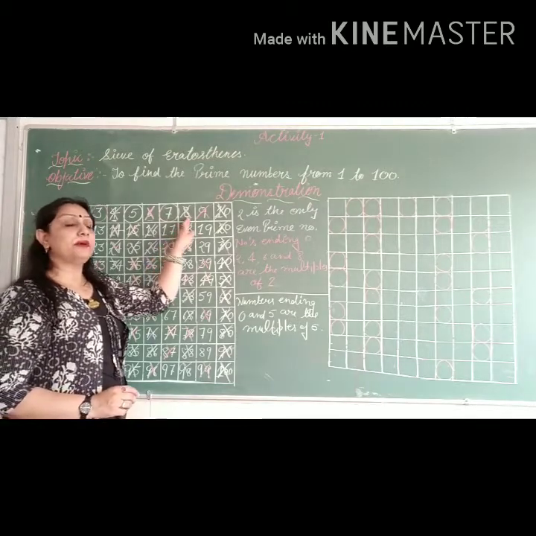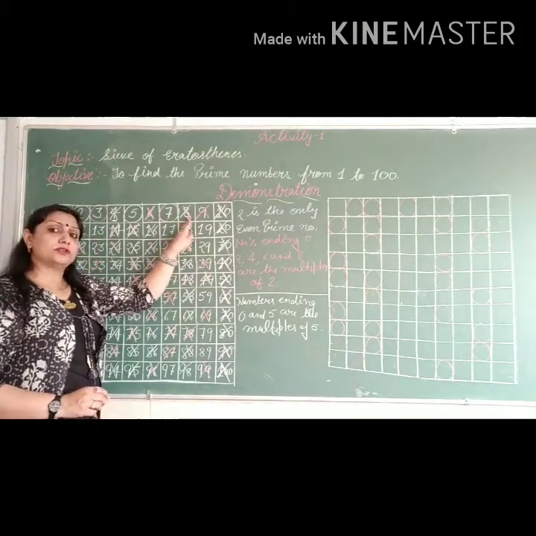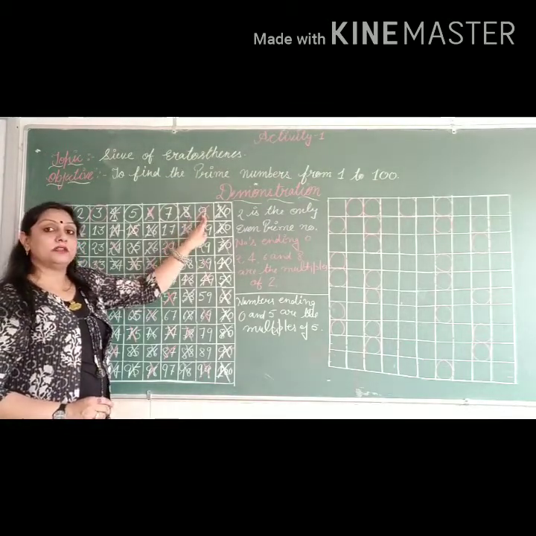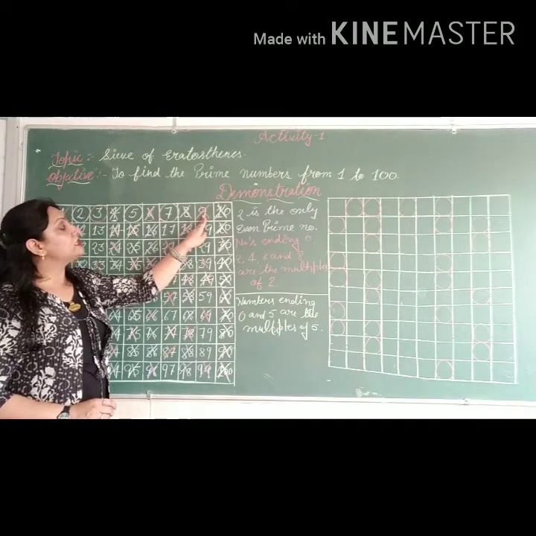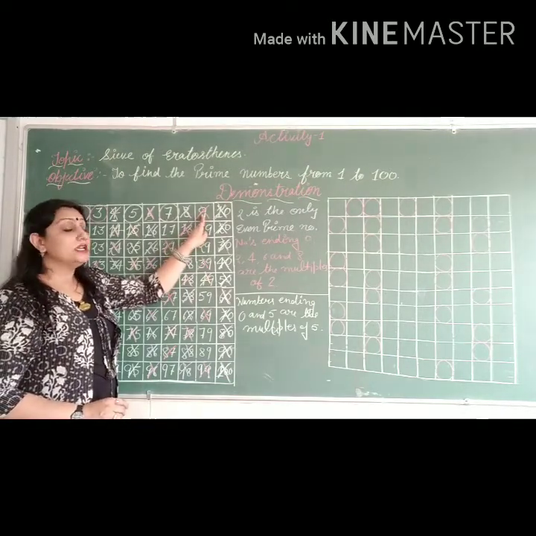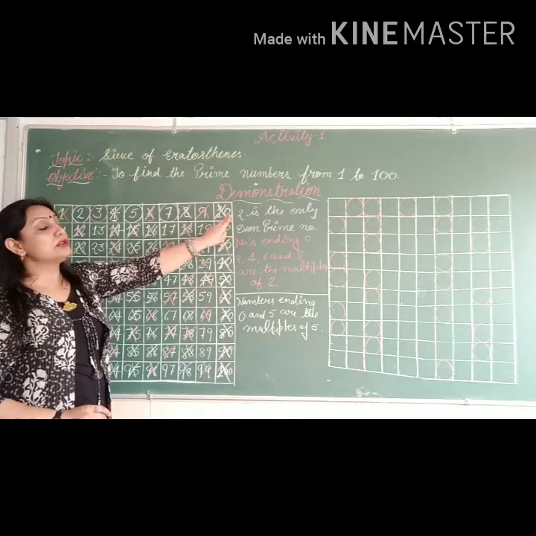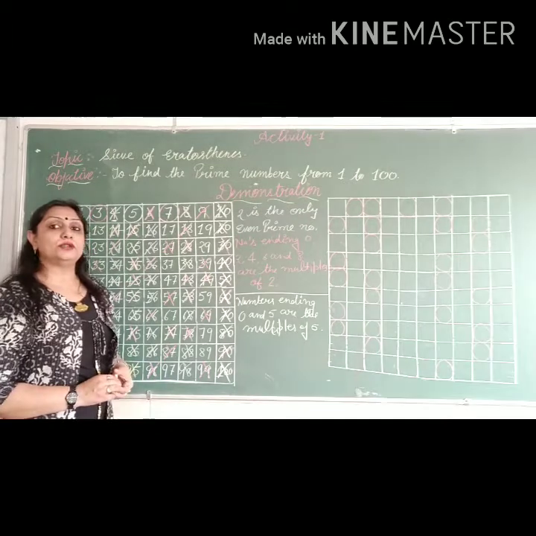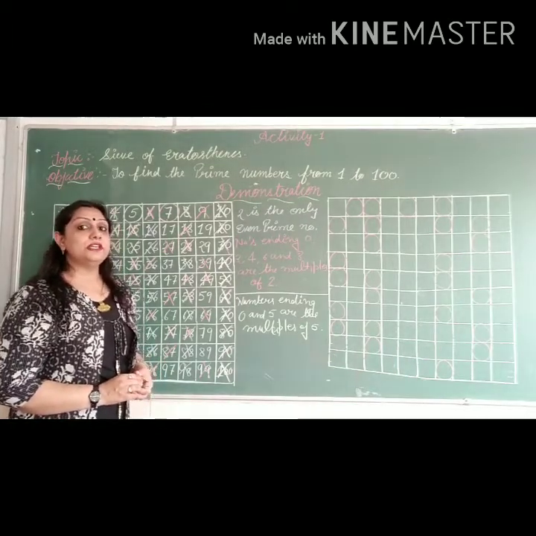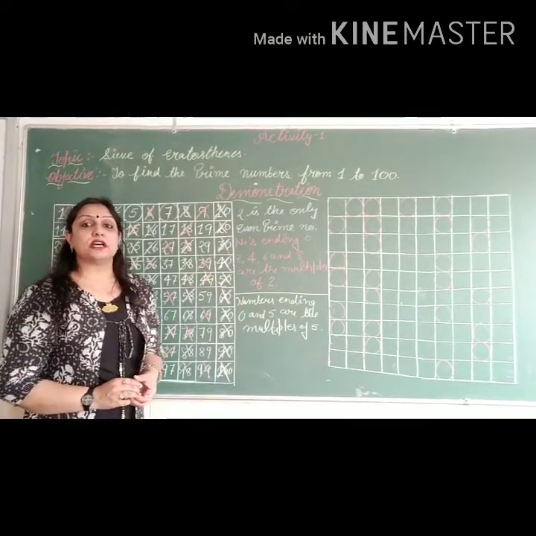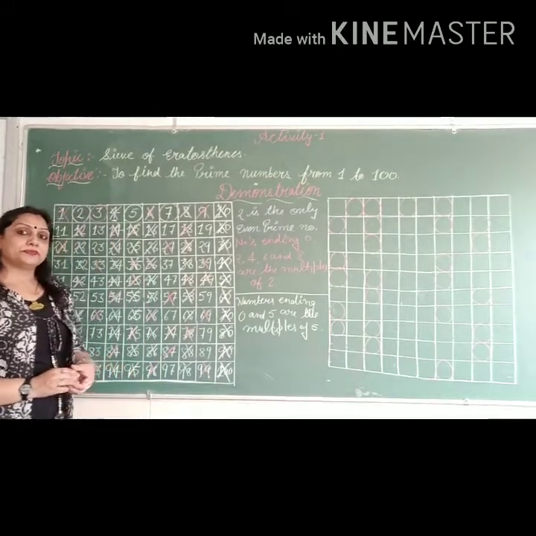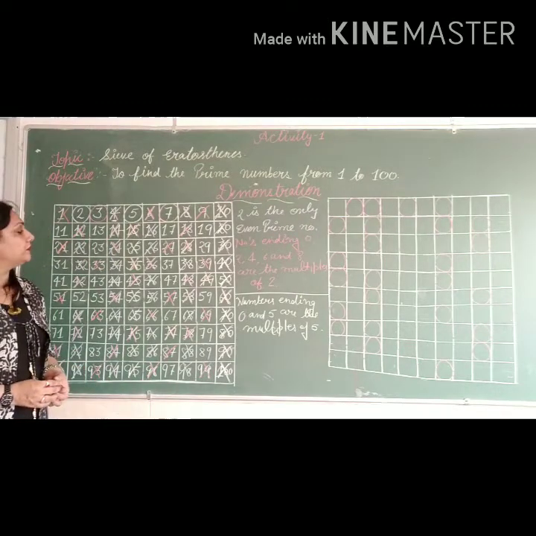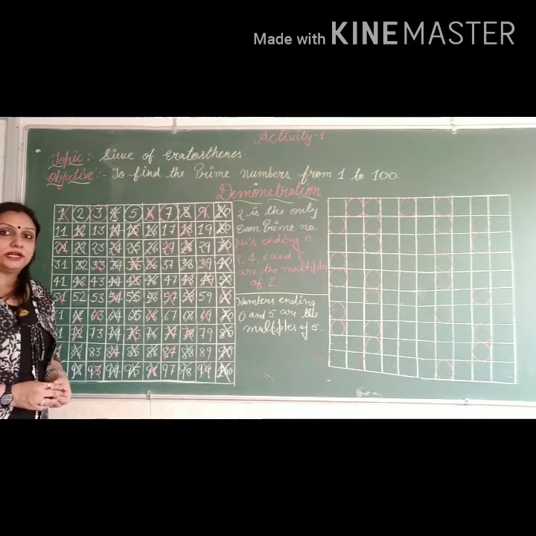Now it's the turn of number 8. We have already crossed 8 because it has more than 2 factors. Same with the number 9, because this also has more than 2 factors. It is a multiple of 3. Same in the case of 10, it also has more than 2 factors. The numbers which have more than 2 factors, we will be crossing them because they are not prime numbers. Yes children, now the leftover numbers are our prime numbers from 1 to 100.